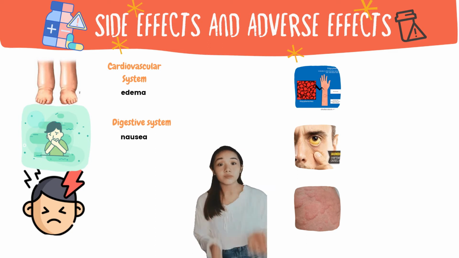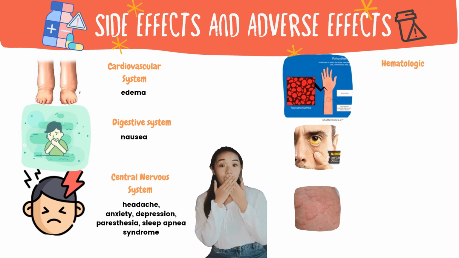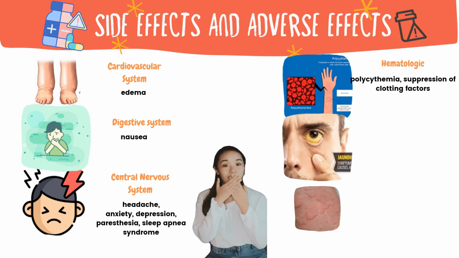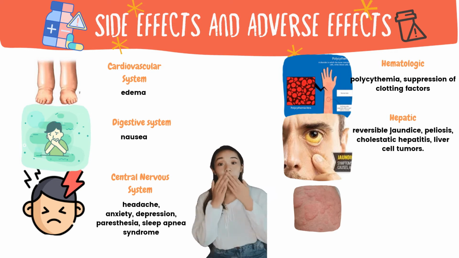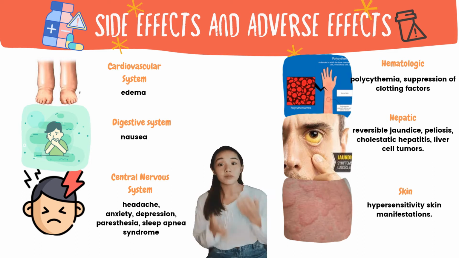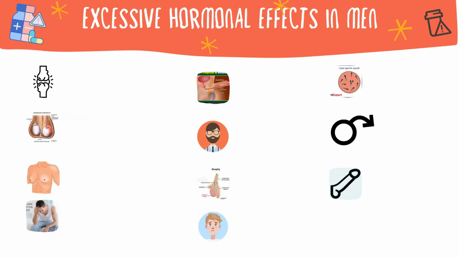Polycythemia and suppression of clotting factors are also side effects, as well as reversible jaundice, cholestatic hepatitis, and liver cell tumors. There will also be hypersensitivity skin manifestations. Side effects in the central nervous system are headache, anxiety, depression, paresthesia, and sleep apnea syndrome.